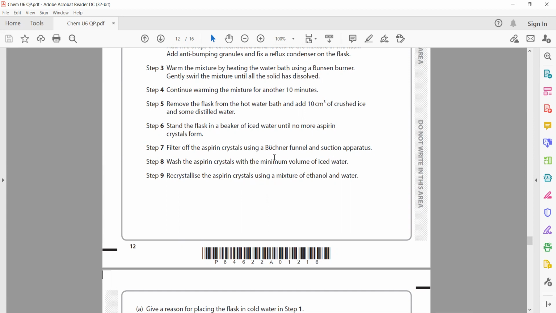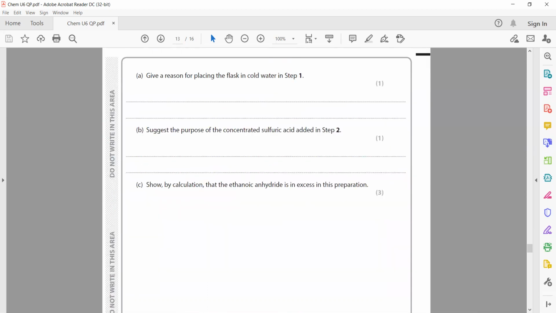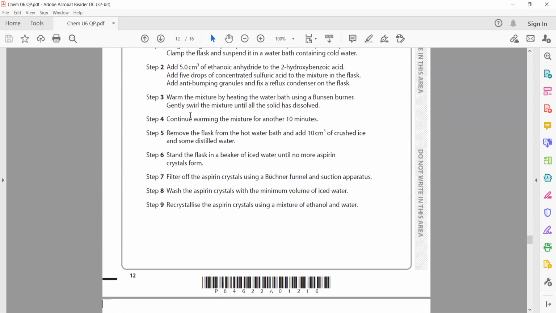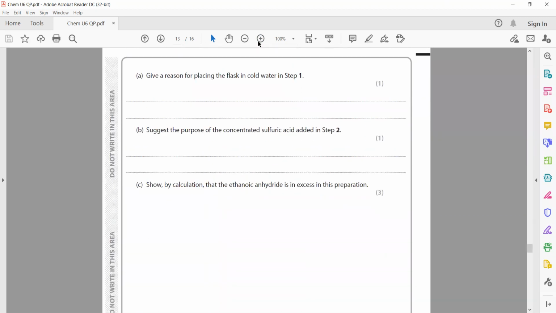Why do we use a minimum volume? So that the maximum will be crystallized when we do recrystallization. So the first question: give a reason for placing a flask in cold water in step 1. Why do we place it in cold water in step 1? Because the reaction is exothermic.